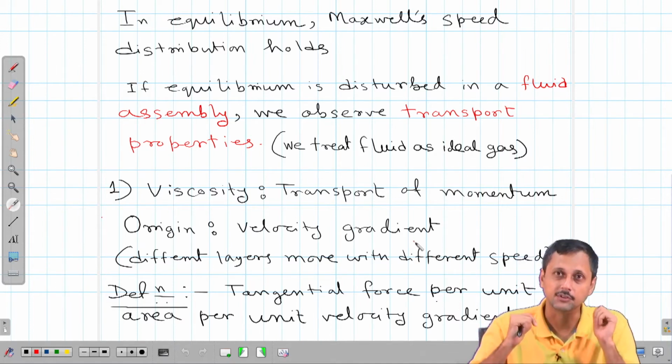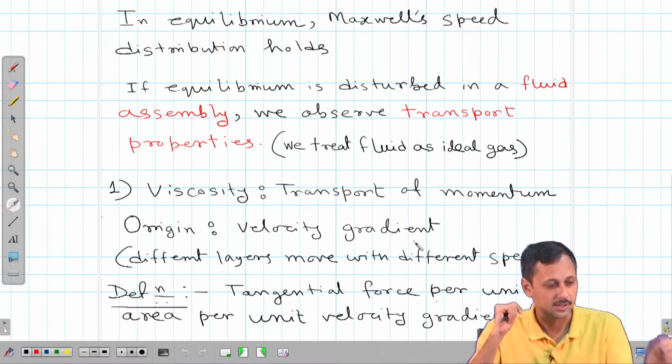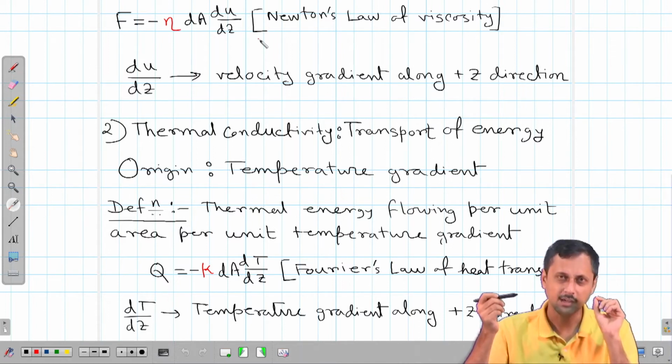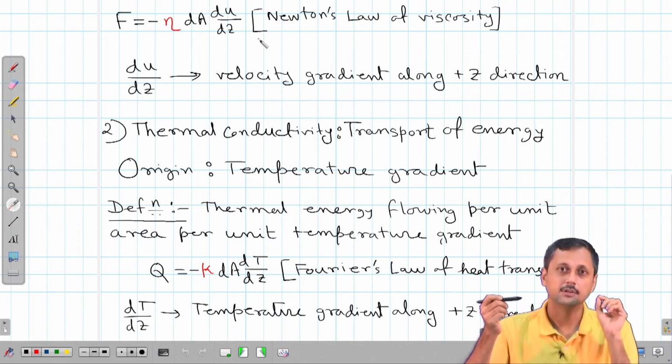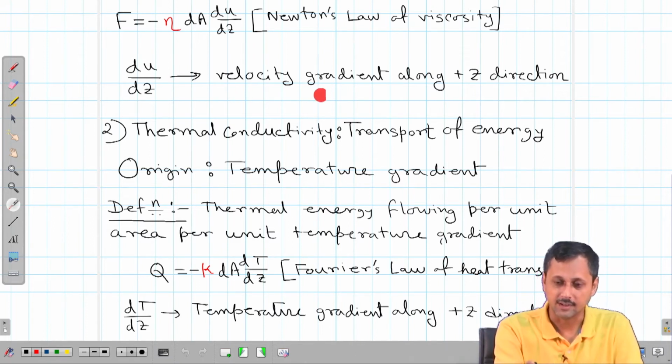And the definition of viscosity is the tangential force per unit area per unit velocity gradient. So, if the viscous force is F, we can write according to Newton's law of viscosity, F is equal to minus eta dA du/dz, where dA is the elemental area we are talking about, force on elemental area dA, eta being the coefficient of viscosity, and du/dz is the velocity gradient.